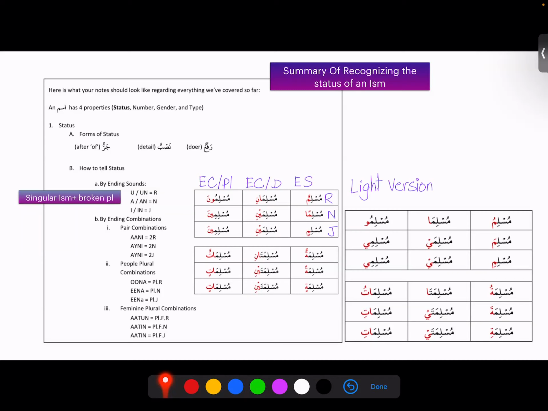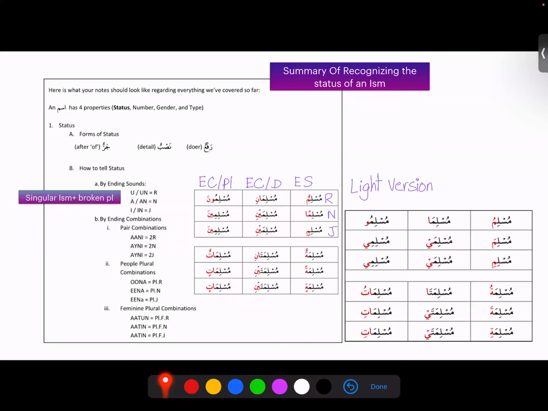Who wants to say the light version, other than Saima? Go ahead, Samia. Muslimu, Muslima... Muslimi, the dual. No, not ma, Muslimai. For Muslima, first of all, we need to make it a little long to differentiate between Muslimu and Muslima. We need to make it a little longer to differentiate between the singular and the dual. So Muslima and then Muslimai.